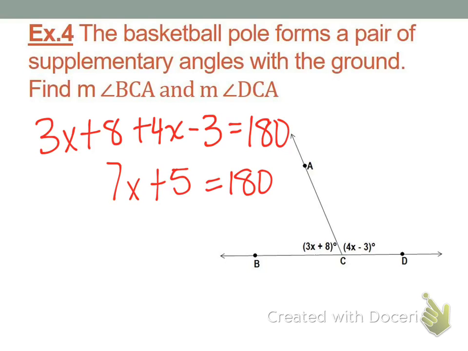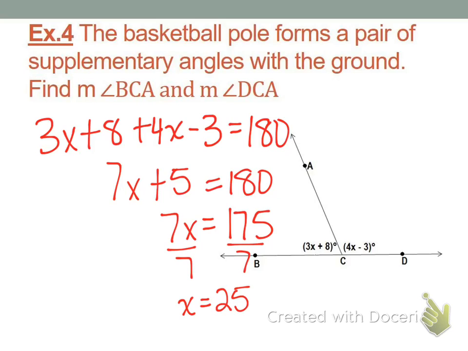Then we would need to subtract 5. 7x equals 175. And then we would have to divide by 7. And I'm guessing this does not come out nice? Oh, it does. What does it come out to? 25. Okay, good.